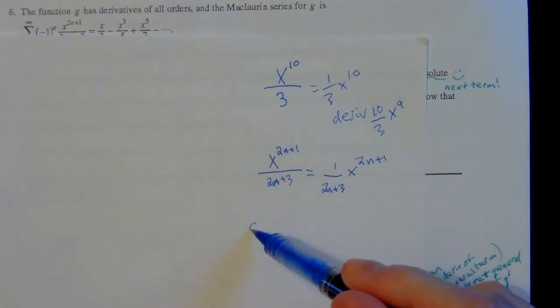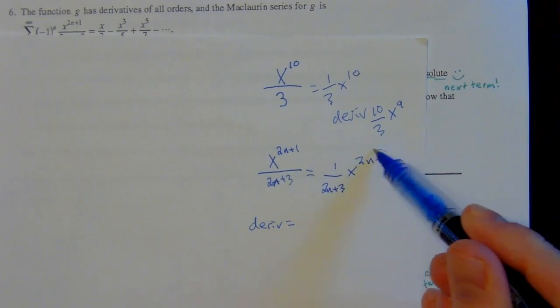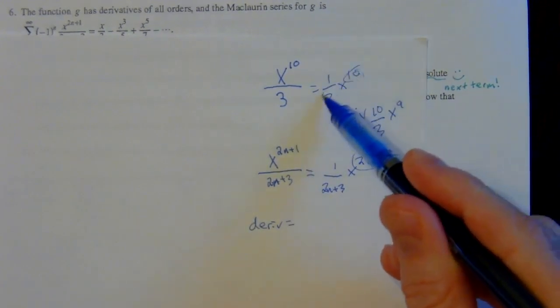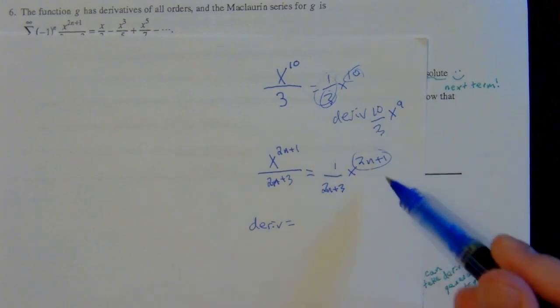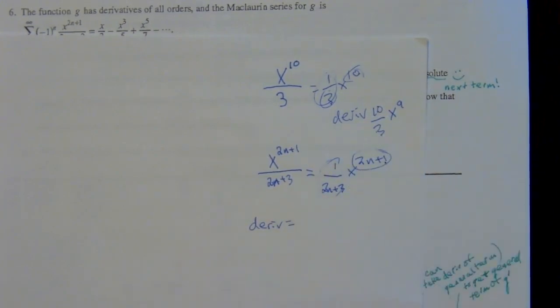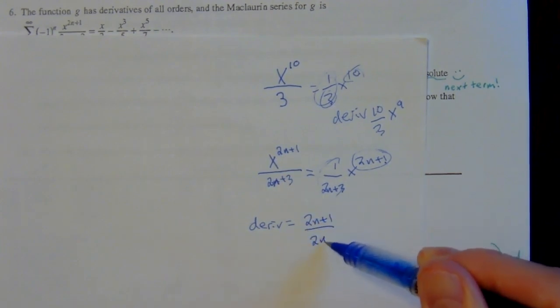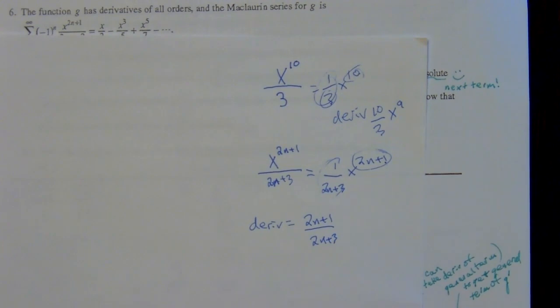And then when you take this derivative, you're going to multiply by the power. So you're going to take the 2, just like I took the 10, times it by the 1/3. I got 10 over 3. I'm going to take the 2n plus 1 times it by this 1 over 2n plus 3. And that's just going to give me 2n plus 1 over 2n plus 3. I can't really do anything with that. So that's just like your 10/3 right there that carries down.